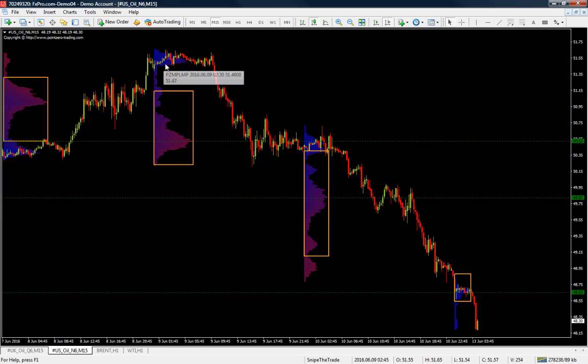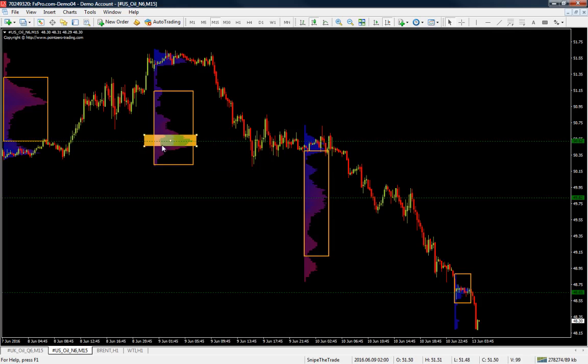Now, this histogram is basically the amount of trading that has been going on at a single level. The bigger the histogram goes, the more contracts or the more lots have been traded on that level. The level where most contracts were traded in a session is called the point of control. For example, the point of control of this session is 50.52, which is this area right here where we have the most volume traded for that day.